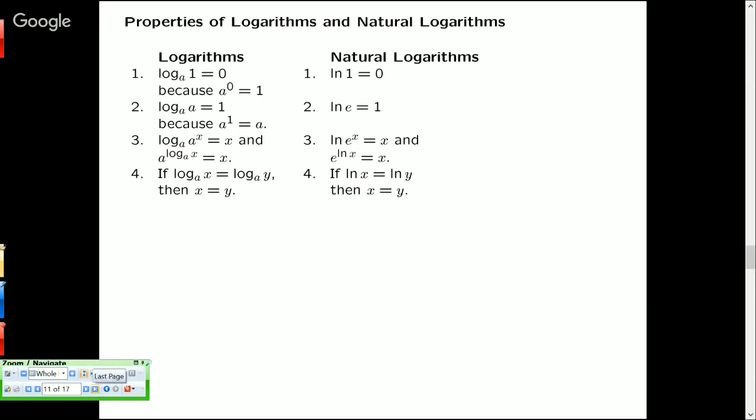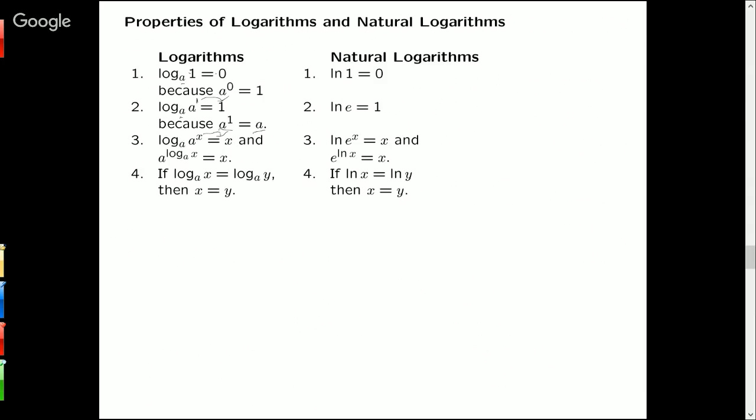Properties of logarithms. Whenever you plug in 1, you get 0. This is because if you write this in exponential form, a to the 0 equals 1. So natural log of 1, or log base anything of 1, is going to be 0. Because a to the 1 equals a, if you put that in logarithmic form, you have log base a of a equals 1. In other words, when your argument and base are the same, the answer is 1. Same bases bring the exponent out. That's what this rule says.